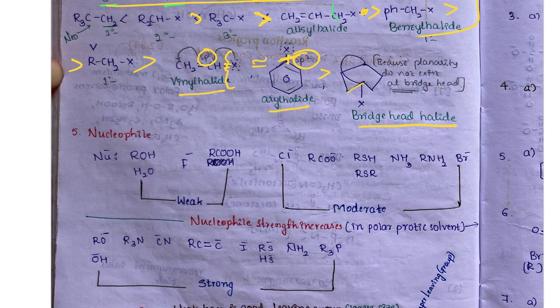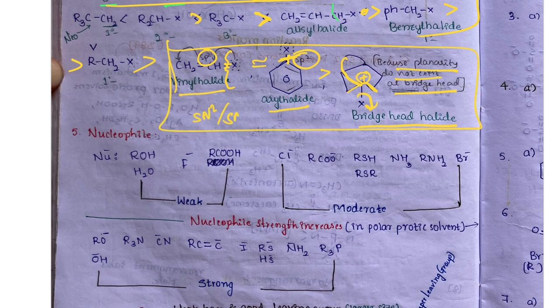Here, all are single bonded. This is sp3 only. But after the leaving group leaves, whatever carbocation forms would be planar, and planarity is unstable at the bridgehead carbon, so it does not exist there. So bridgehead alkyl halides do not participate in SN2 and SN1 reactions. Keep in mind, these three are totally least reactive for both SN2 and SN1 reactions. Otherwise, consider them not reacting.